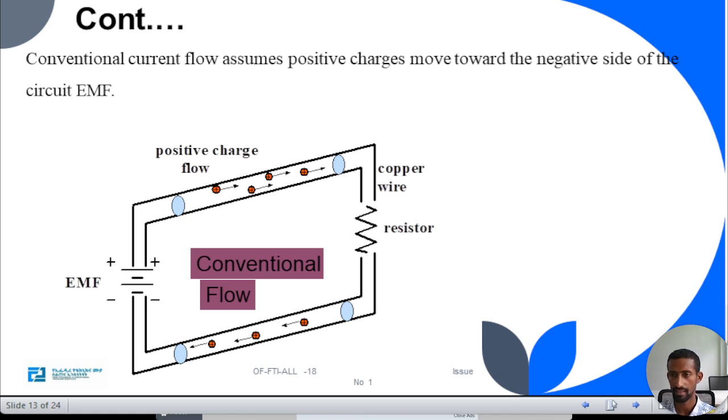So when we say the current is moving from positive to negative, that is the conventional direction. The movement of electrons is from negative to positive, but the movement of protons or positive charges is from positive to negative. So conventional current flow assumes positive charges move towards the negative side of the circuit EMF, as you can see here. This is the current that Ohm's law is related to.